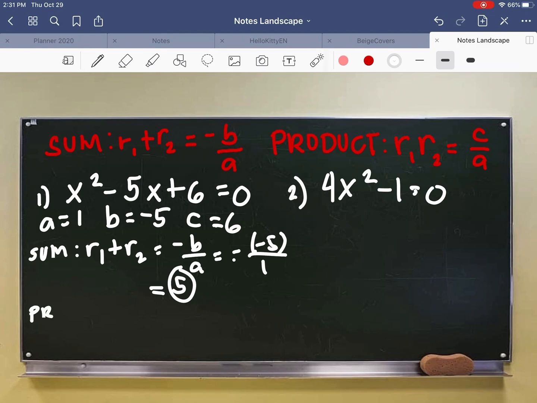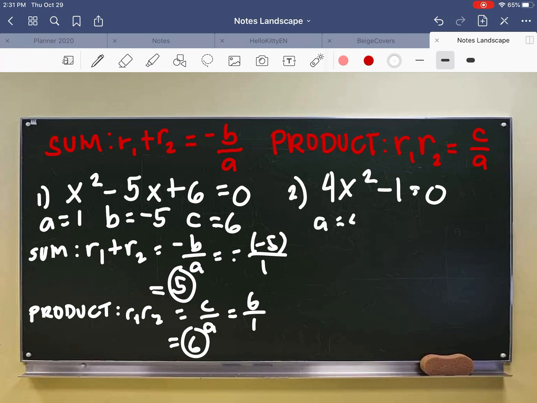How about the product? Okay, so sa product, we have r sub 1, r sub 2 equals c over a. So, simply, c is 6. Okay, a is 1. So, the answer is just 6. Okay, so we do the same for number 2. For number 2, we have a equals 4. Okay, so dito, wala tayong b kasi wala yung x. So, that would be b equals 0. And then c equals negative 1.